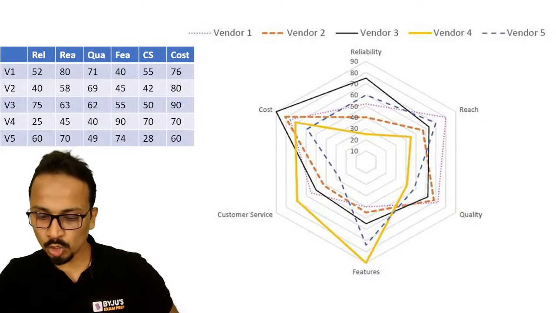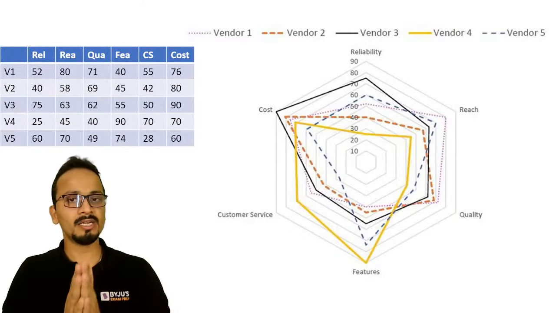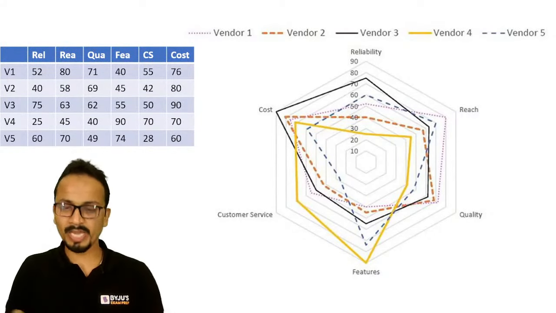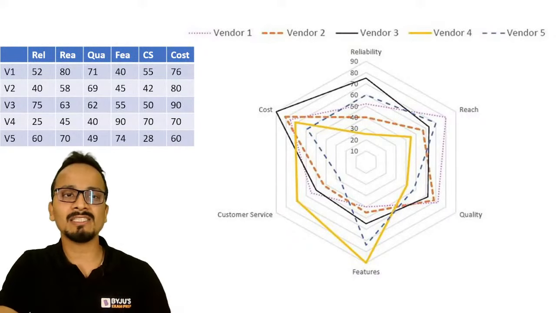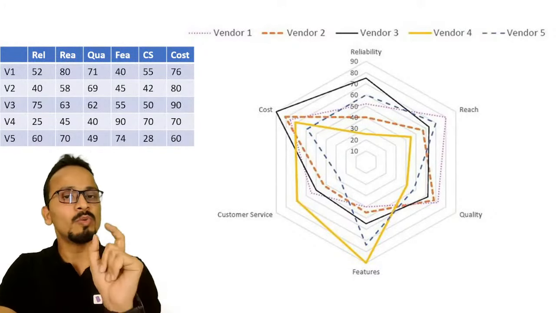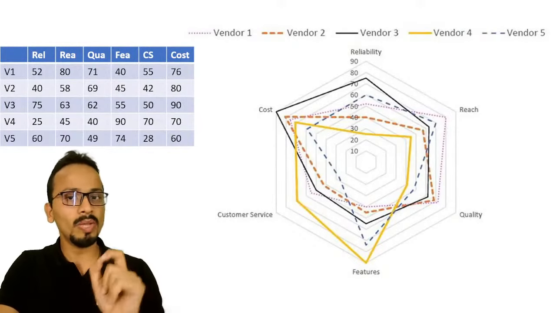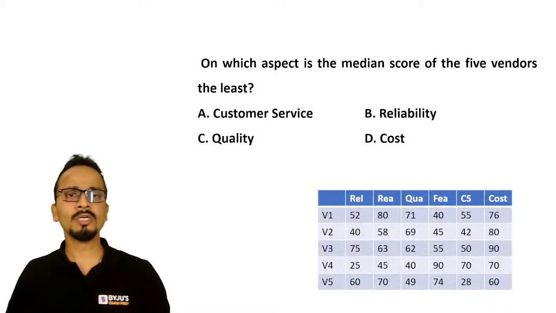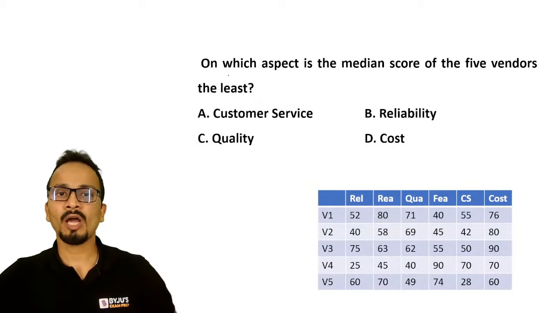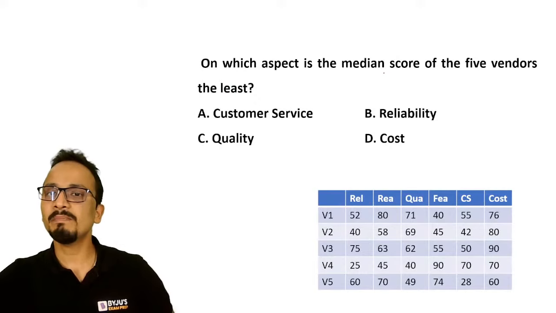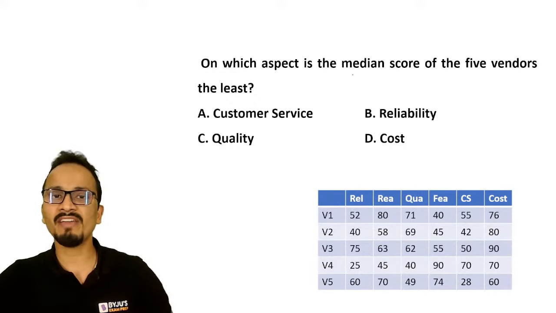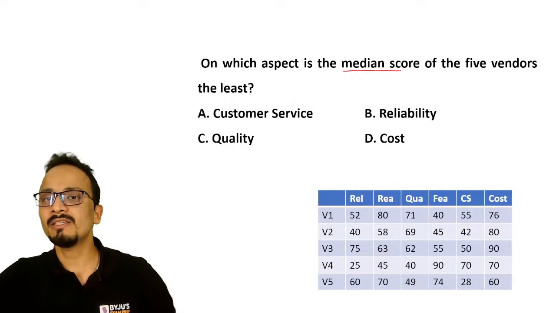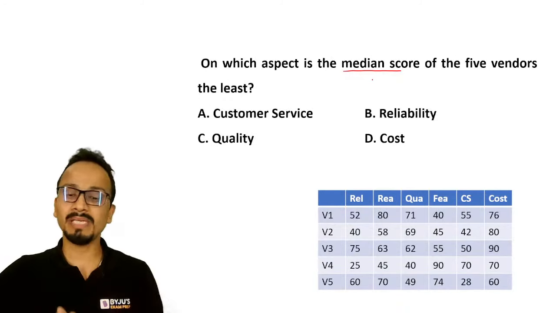Now Pratibha, Madhu, Nabhan, all of you are here, so I want each and every one to be answering these questions with me. Okay, so please help me in finding the answers. The table will appear with each and every question. So let's start with question number 1. Question number 1 is asking, on which aspect is the median score of the 5 vendors the least? Now we should be knowing the basic meaning of median.